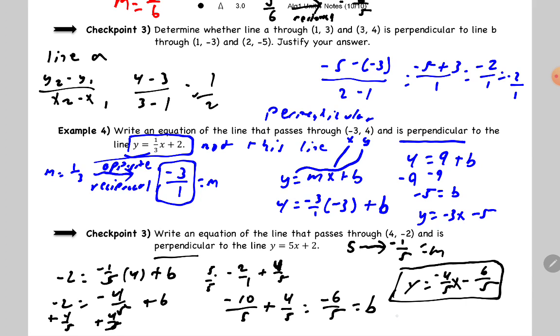Point slope is y minus y1. So y minus minus 2 is y plus 2 equals the slope, which is negative 1/5, times quantity x minus 4. Oops, minus 4. So that's another way you could have written it.